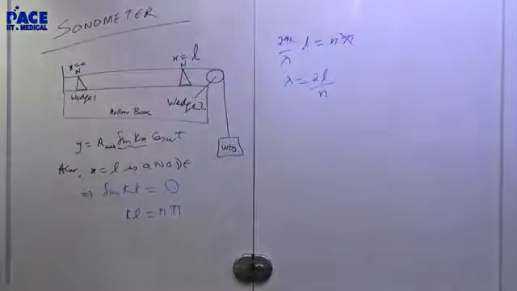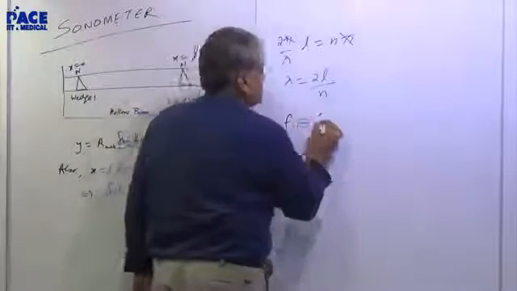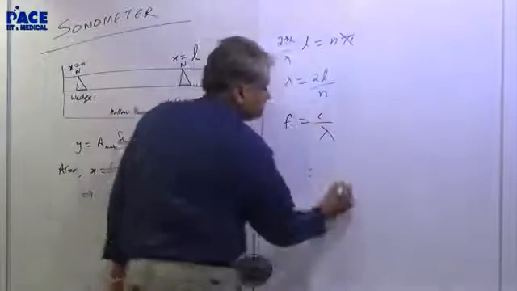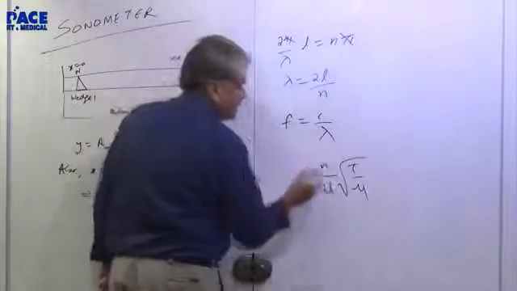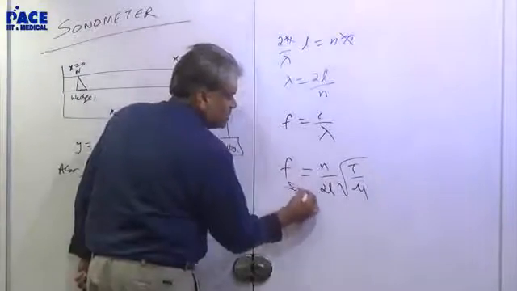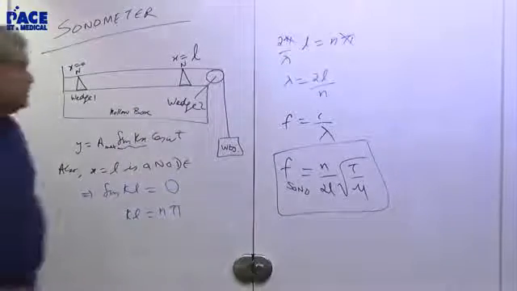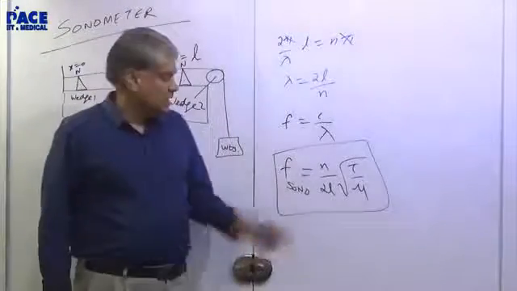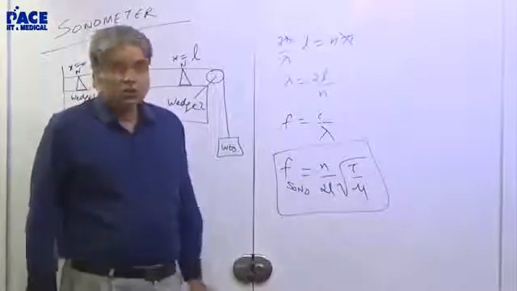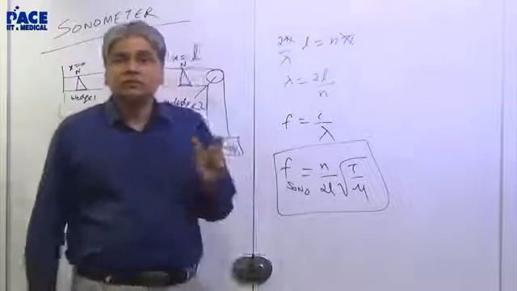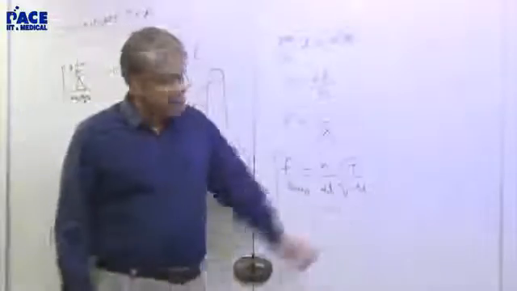So lambda cannot be anything, it has to be 2L by n, which means, what is frequency? Frequency is C by lambda. But what is C? Just now we have found it is root T by mu. What is 1 by lambda? N by 2L. This is the frequency of a sonometer. The frequency of a sonometer cannot be anything arbitrarily. N can be 1, 2, 3, 4, 5. So it has to be a multiple of this value. So in physics terms we will say the sonometer frequency is quantized. What is the minimum frequency?